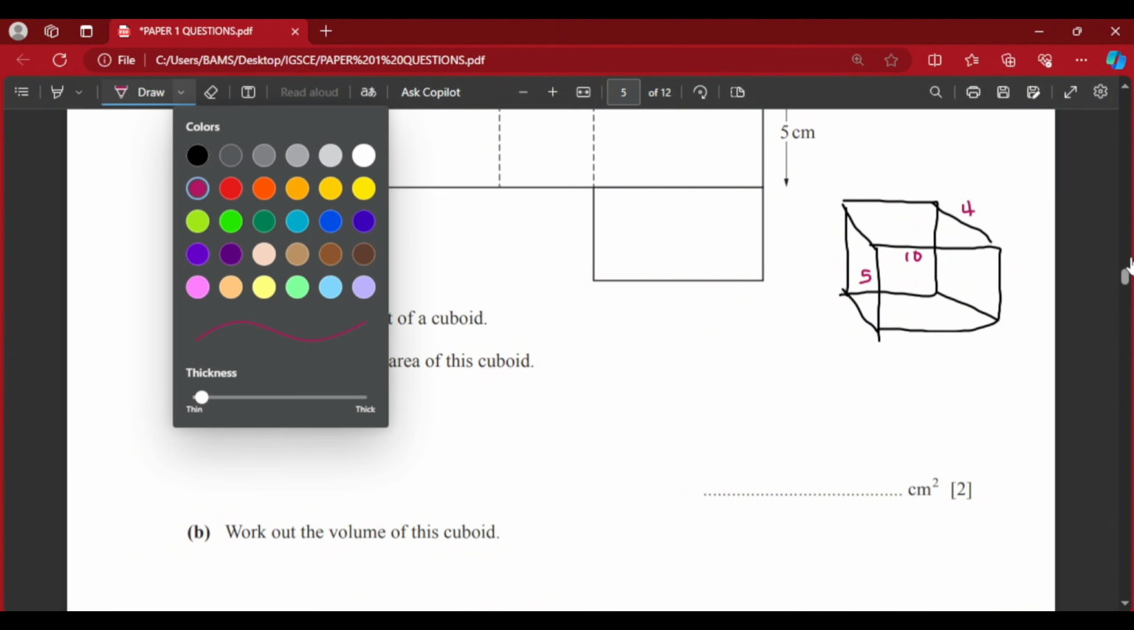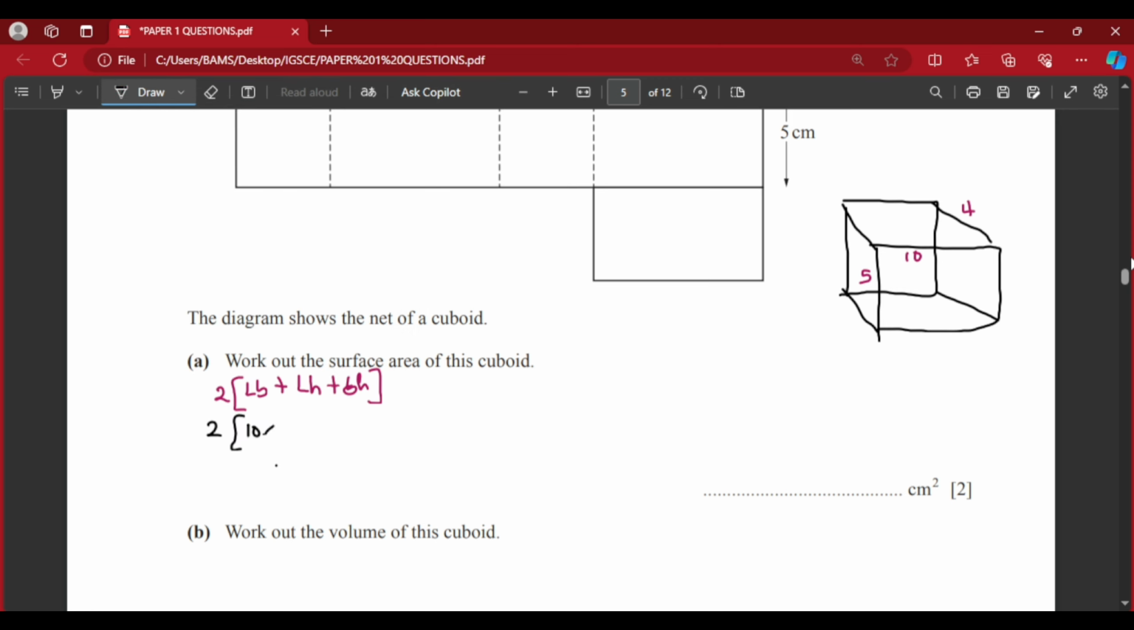So I'll just say 2. The length here is 10. 10 times 4 plus 10 times 5, which is the height, then plus 5 times 4. Okay, very easy. So that will be 2 into 40 plus 50 plus 20, right? So that will be 2 into 40 plus 50 is 90. 90 plus 20 is 110. If I do the multiplication, I'm multiplying together, that is 220. Right? So that's just how to do the surface area.